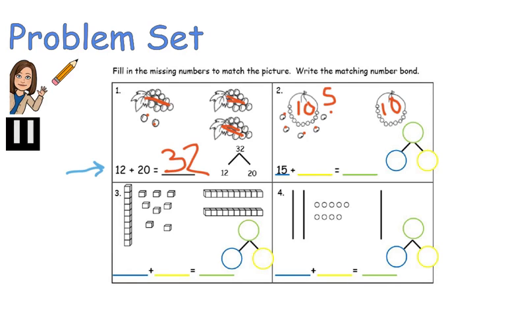So, in the blue circle, in the blue part, I'm going to fill in the 10 and the 5. So what is 10 and 5 together? 15, very good.